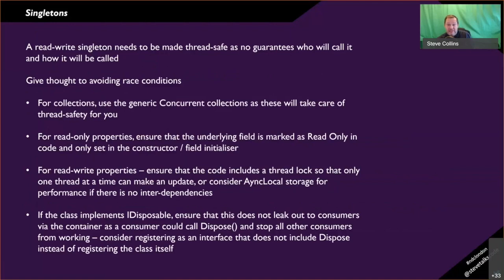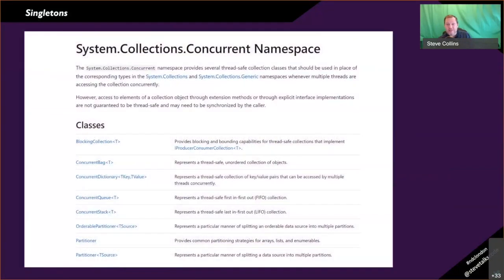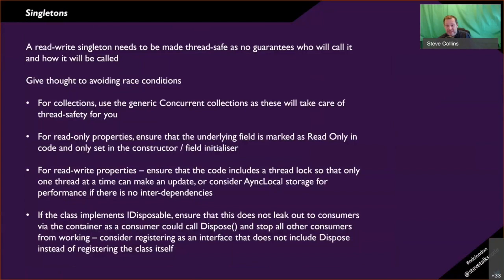If you really must have state, give some thought to letting .NET do some of the heavy lifting for you. If you have collections, consider the concurrent collections namespace, where the thread safety stuff has been already done for you. For read-only properties, make the underlying field read-only, so that if someone comes along later and makes it a read-write property, at least you're forcing them to have to do some work and make them stop and think about, why am I changing this read-only property to a read-write? For those properties that really must be read-write, you should maybe consider using a thread lock.